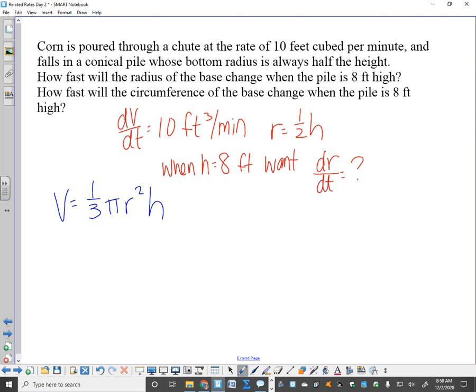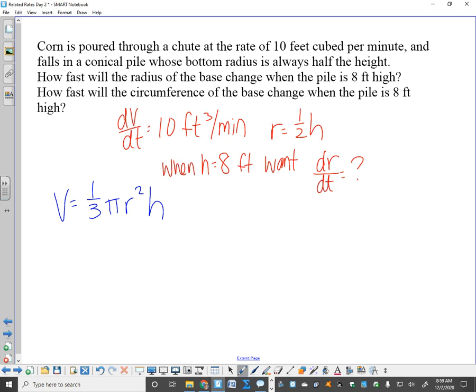Okay, now here's the thing. I have two variables. I have an r and an h. So if I go take the derivative right now, I'm going to have a product rule. I'm going to have a dr dt, which is great because that's what I want. I'm going to have a dv dt, which is fine because they gave it to me. But I'm also going to have a dh dt, which I don't have and I don't want. So before I just blindly dive in and start taking the derivative, I'm going to use the relationship that they gave me to put this equation completely in terms of r's because I want a dr dt.